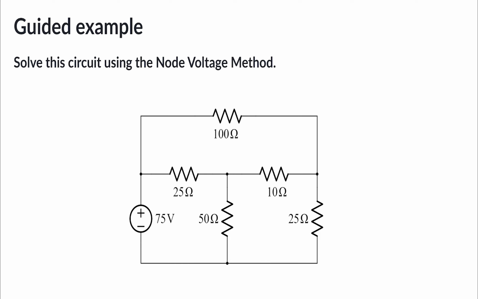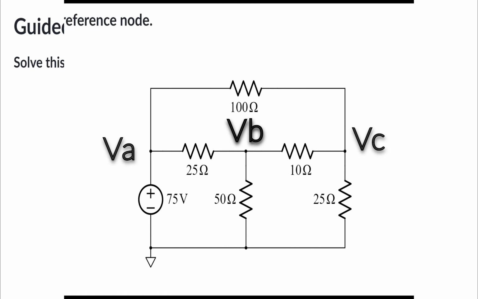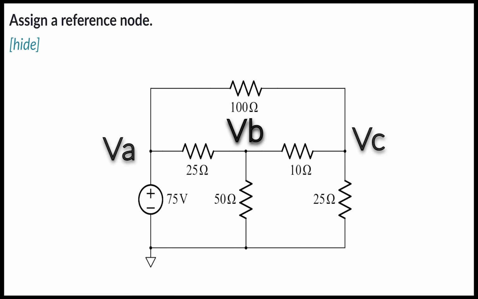The first step is to assign a ground node. Normally, you want to pick a ground node that is connected to a lot of wires or is in a location where you would directly know a voltage. In this example, you would pick the bottom middle node because you would directly know the voltage at point A, because the difference between the ground, which is 0 voltage, and point A is a 75 volt voltage source. You know that the voltage at point A must be 75.